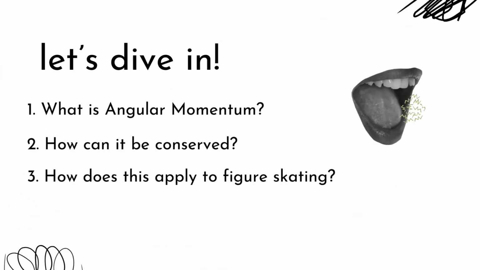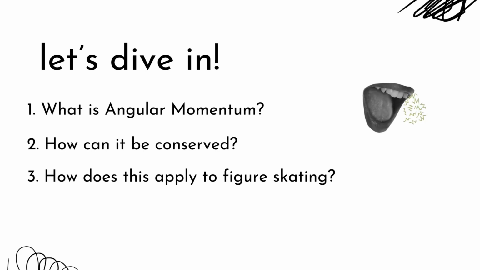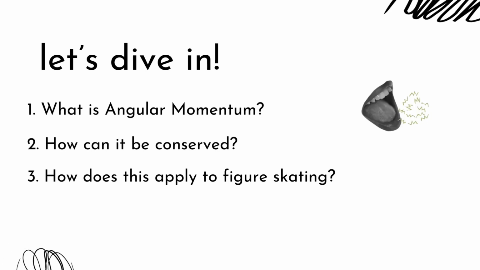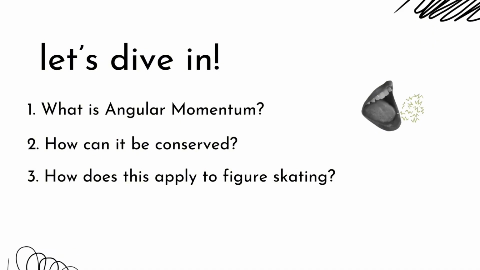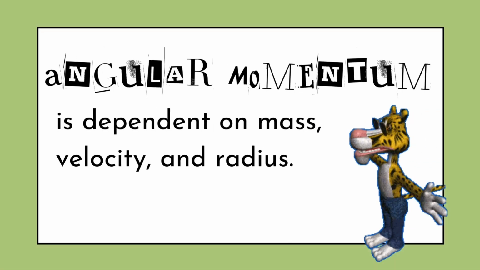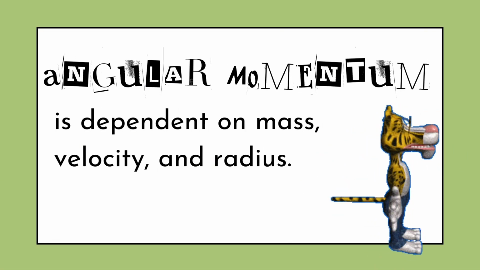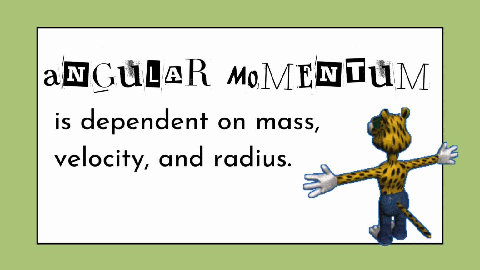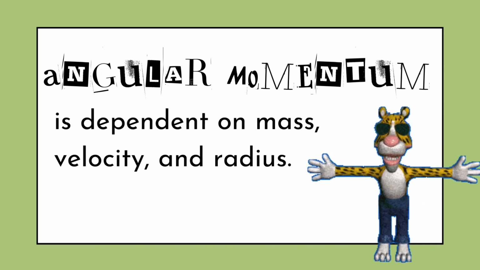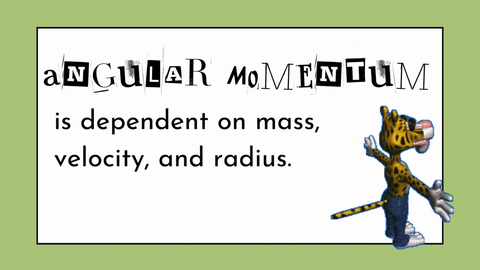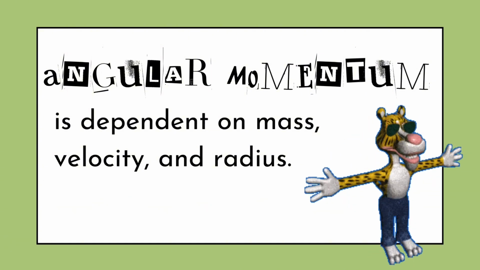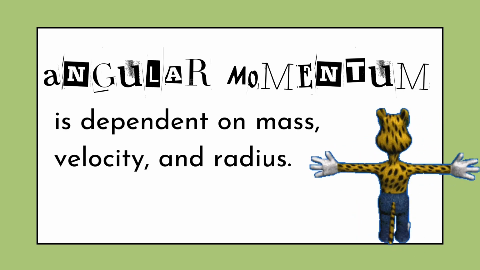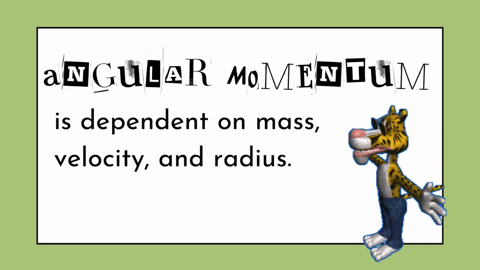The three main concepts that we are going to be covering in this video are what angular momentum is, how it can be conserved, and how this concept applies to figure skating. So, as a pretty baseline definition, angular momentum is dependent on mass, velocity, and radius. This is super similar to linear momentum, which is a quantity of motion based off of mass and velocity. This is the same thing, just adding in that element of spinning and rotation.